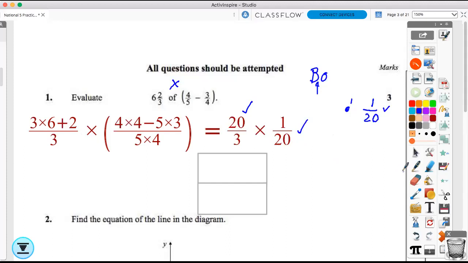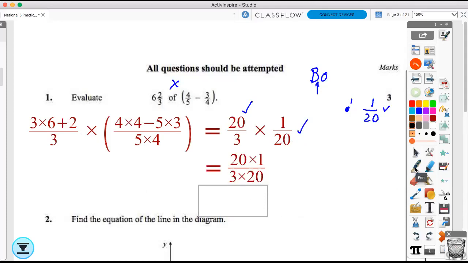And when we do that, you can simplify because you've got a 20 at the top and a 20 at the bottom. Yep. So what did we say when you've got 20 at the top and 20 at the bottom? Boom, cancel it. They cancel each other. And that's you. So you're allowed to do this on your paper. And your third mark would be your final answer, 1/3.